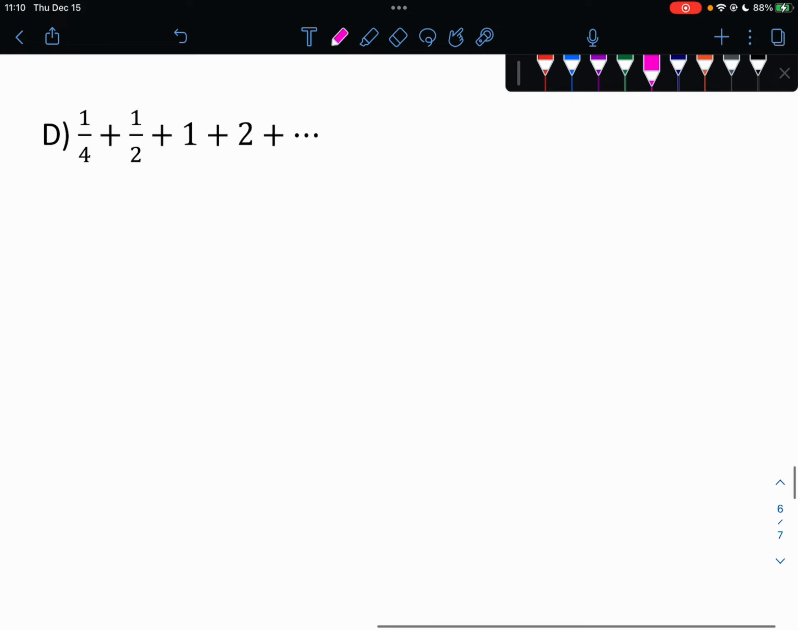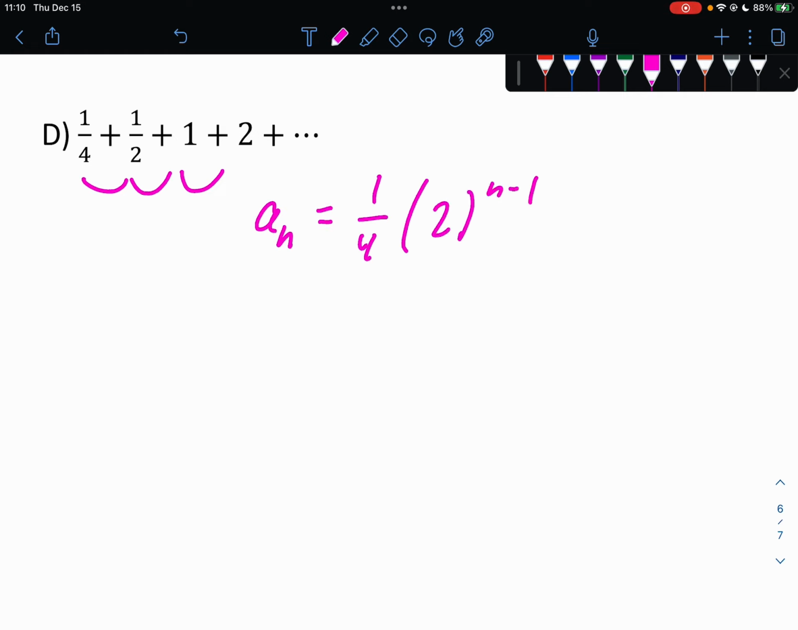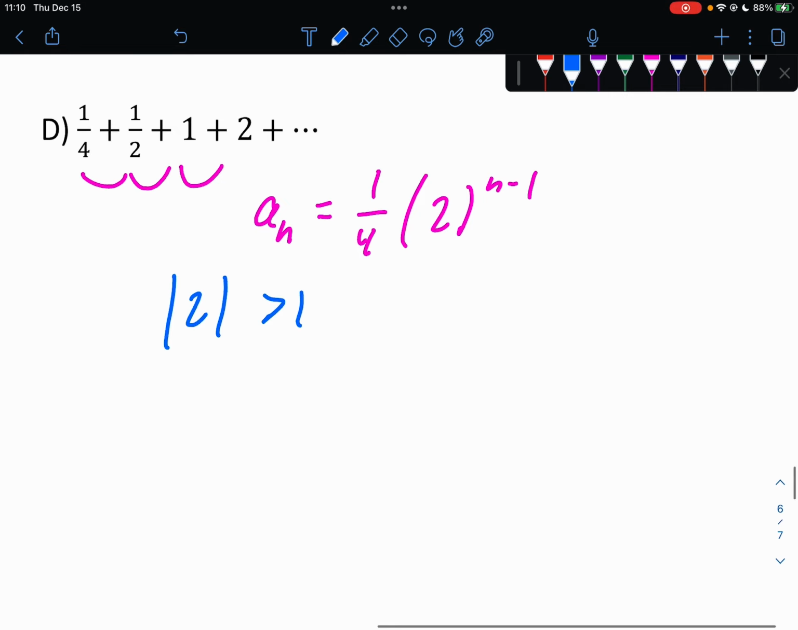Okay, last one. This is also a geometric series. Let's see what we're multiplying by. So multiply by 2, multiply by 2, multiply by 2, right? So if I was writing out this series, it would be 1/4 times 2 to the n minus 1, which means the absolute value of r, the absolute value of 2, is greater than 1. And since this is infinite, that means this series diverges, and the answer is going to be infinity.